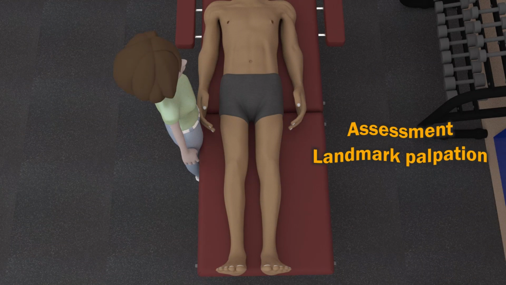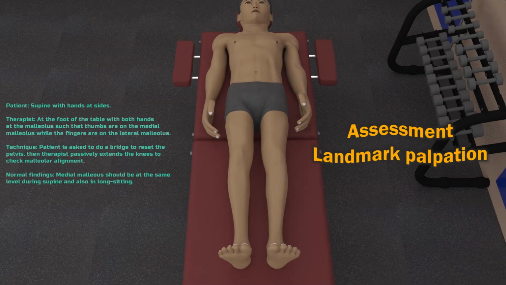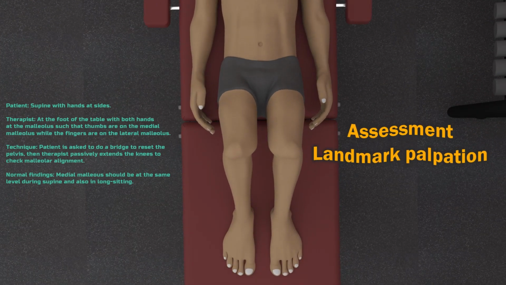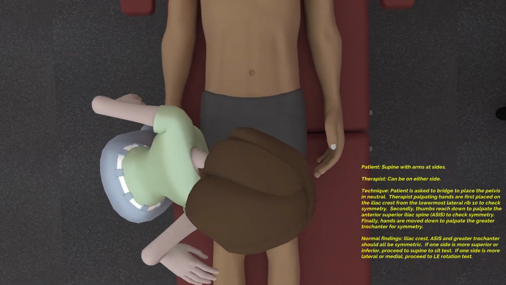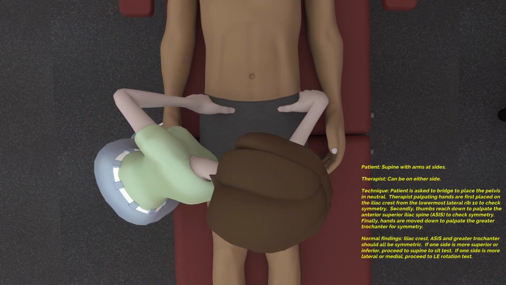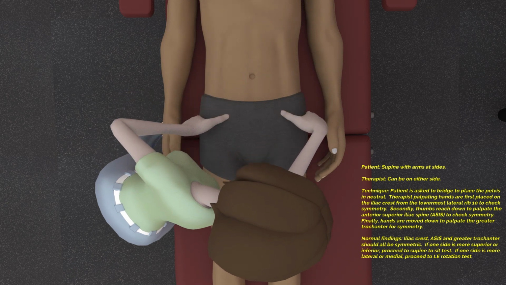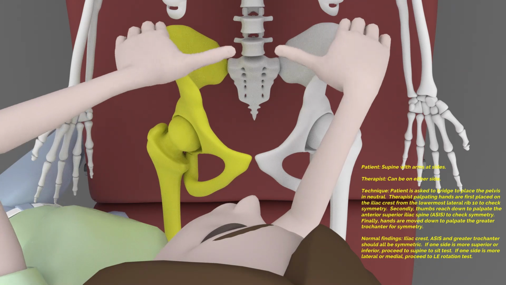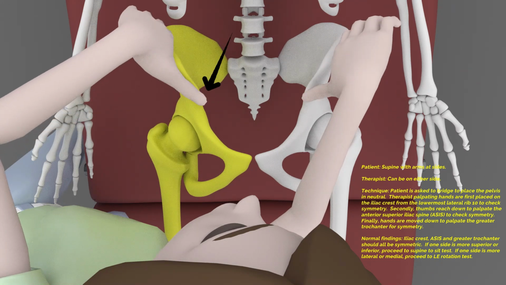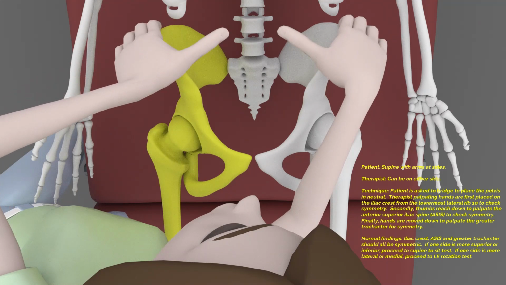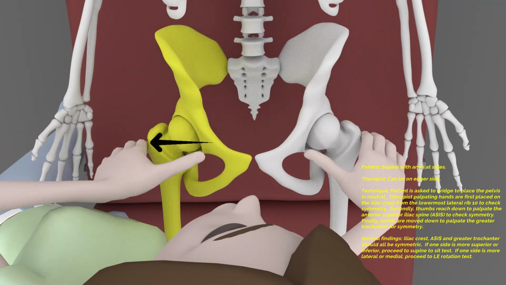The assessment for iliac upslip requires the patient to do bridging first to balance the pelvis and then be in supine. The therapist should be on the dominant hand side, in this case the left hand side. The therapist's first dorsal web space of the hand should be placed at the iliac crest first to check symmetry. After that, the thumbs reach down to check the anterior superior iliac spine, or the ASIS, for symmetry as well. Finally, both web spaces go down to check for the greater trochanter symmetry.